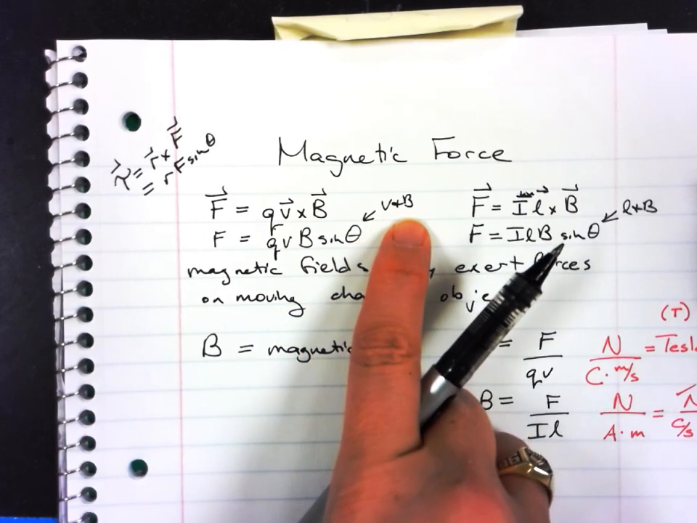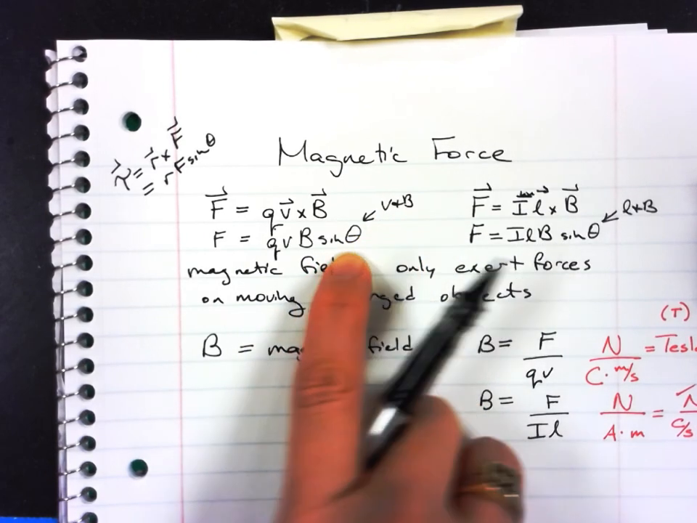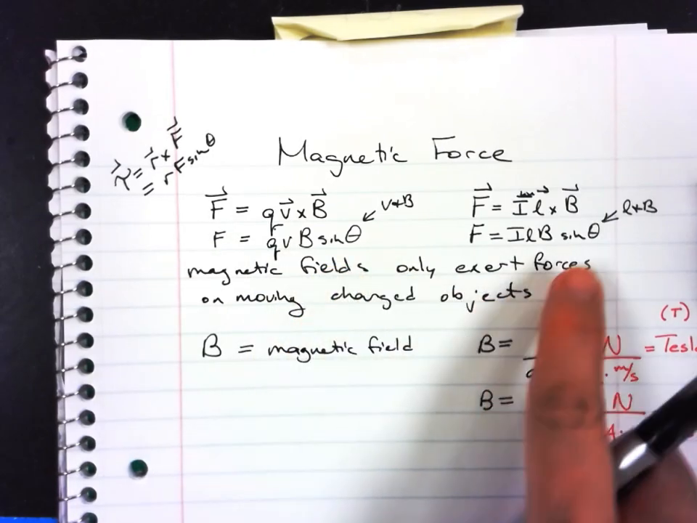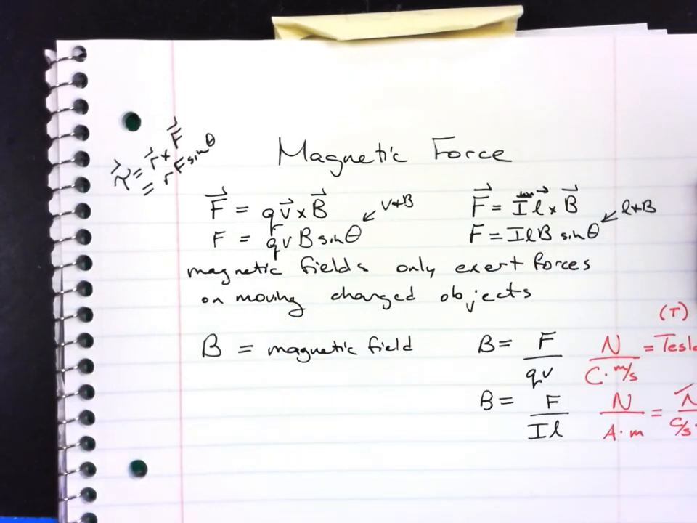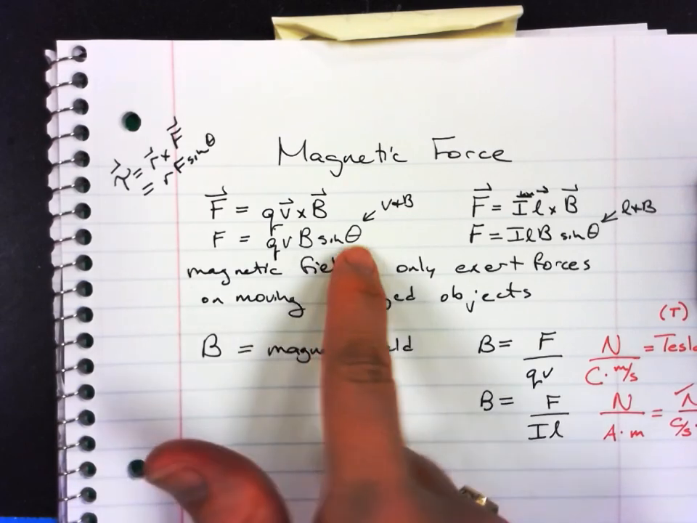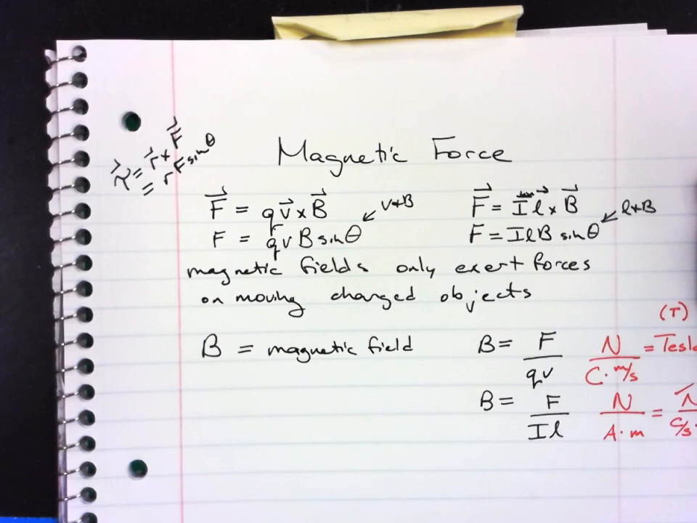then V and B are in the same direction. This angle would be 0, and there's no magnetic force. Same thing with a current carrying wire. If you want the most magnetic force, you put the current across the magnetic field. If you want zero force, you put it with. If it's in between, you just do the sine theta.